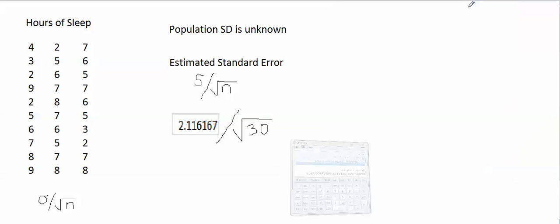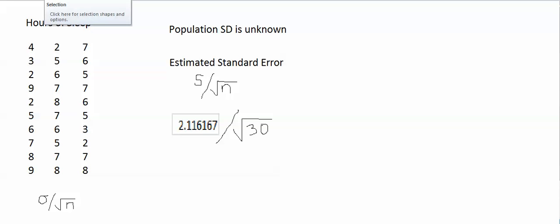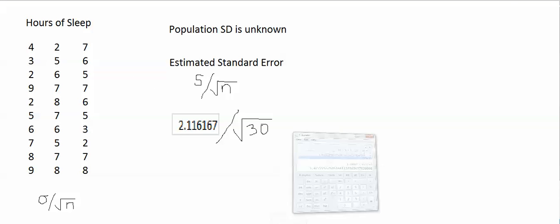This is the value that we calculated to tell us how far the sample mean was likely to fall from the population mean. So let's see if I can paste this in here.